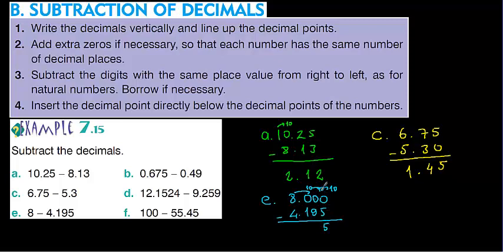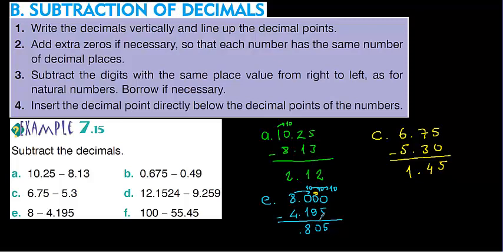Here there was 10, and we gave 1 to this side, that's why that becomes 9. And 9 minus 9 is going to be equal to 0. And here there was 10, but we gave 1 to the right, so we left 9 here. 9 minus 1 is going to be equal to 8.